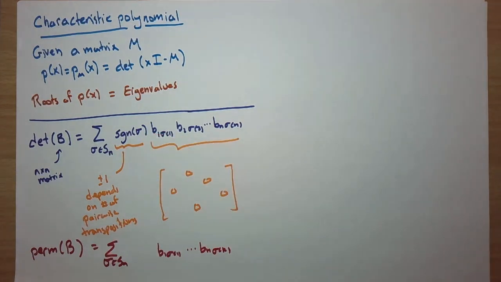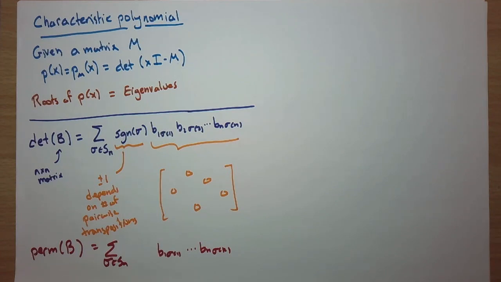One of the things that you get as a consequence of the sign is that if you add a multiple of one row to another, then you don't change the value of the determinant. So you can do row operations to simplify your matrix first, and then take the determinant.